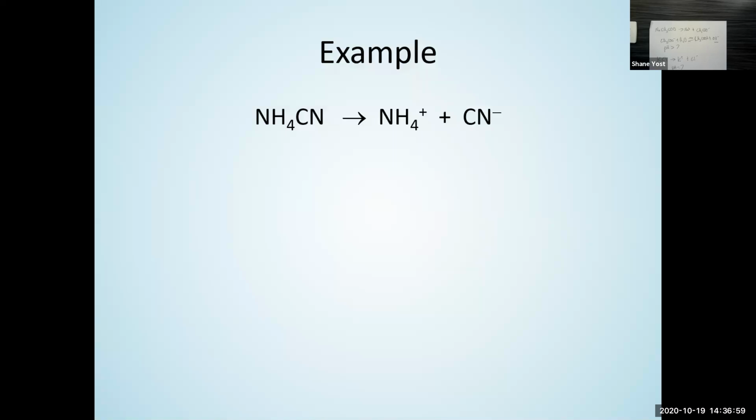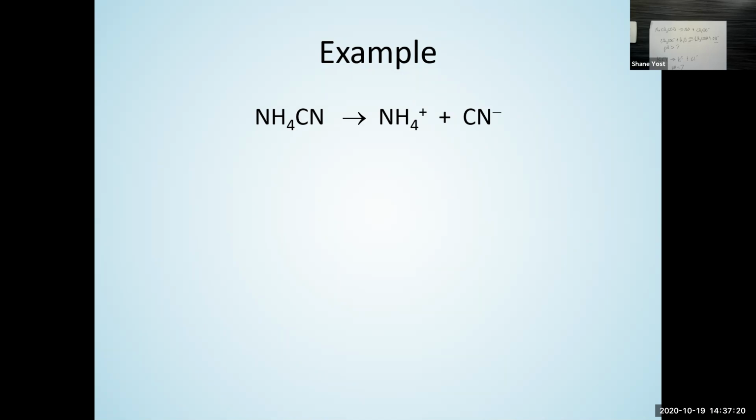Now, given the Kas, if I recall from the chart earlier, I believe this will end up being basic because I think CN minus is a much stronger base than NH4 plus is an acid. But again, that's my speculation. I haven't really worked it out to know for sure.